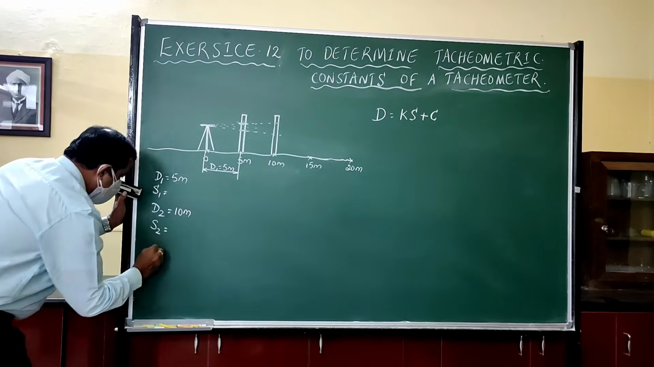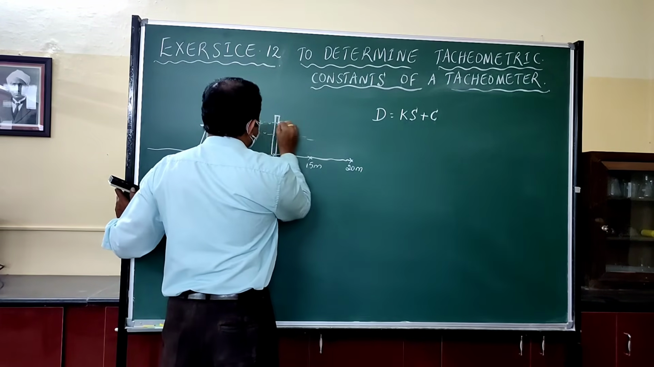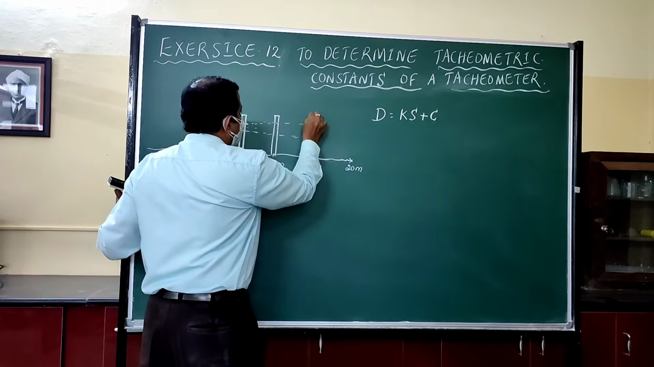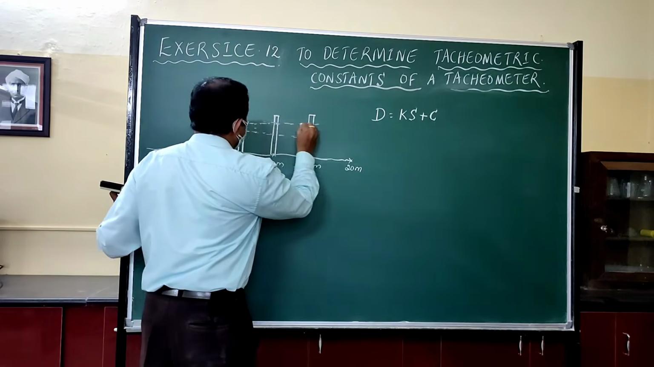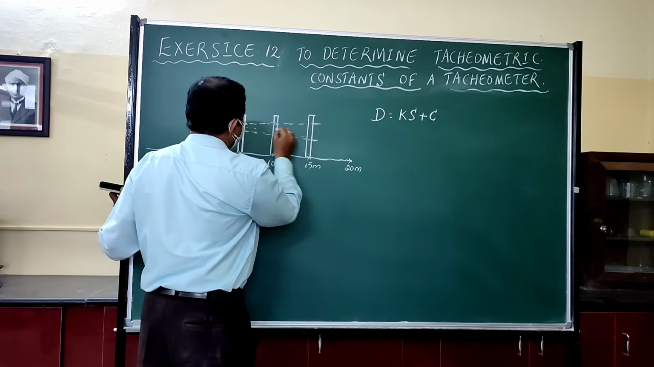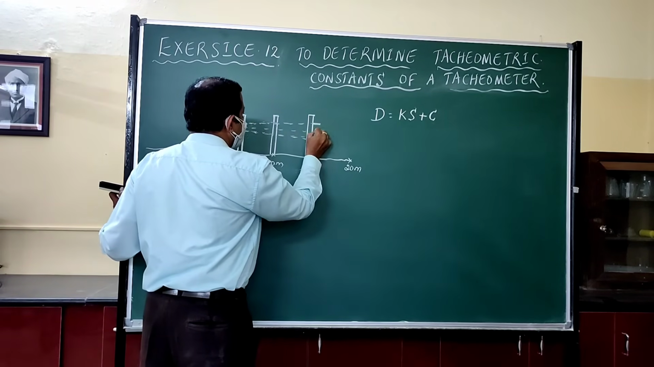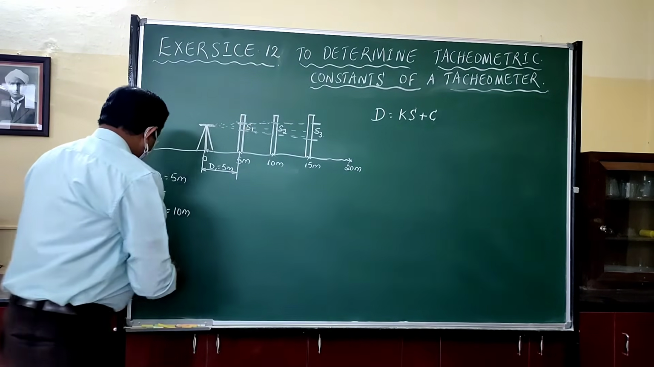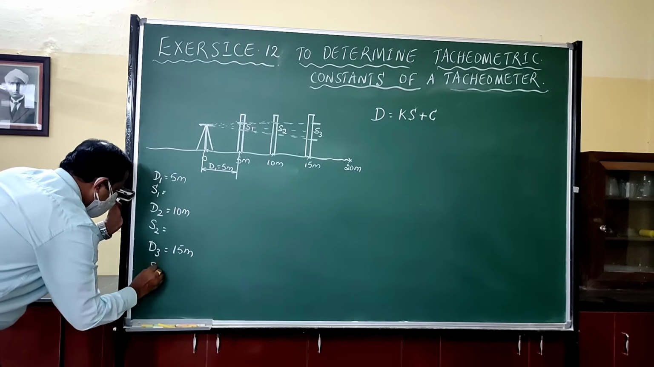Then once again place the staff at 15 meter. Now once again note down the upper stadia reading, lower stadia reading and central crosshair reading. The difference between the upper stadia reading and lower stadia reading is S3; this is S2, this is S1. Now the distance D3 is 15 meter, and you note down S3.